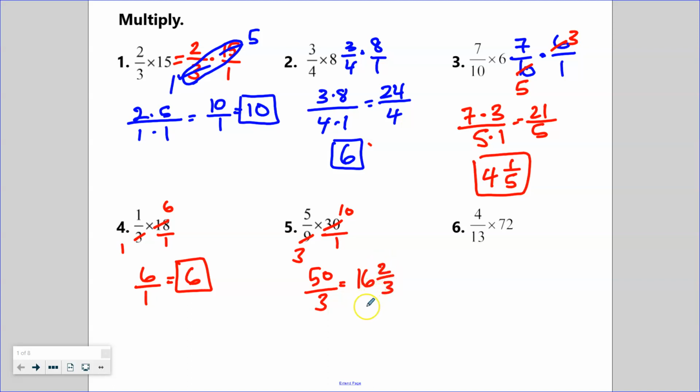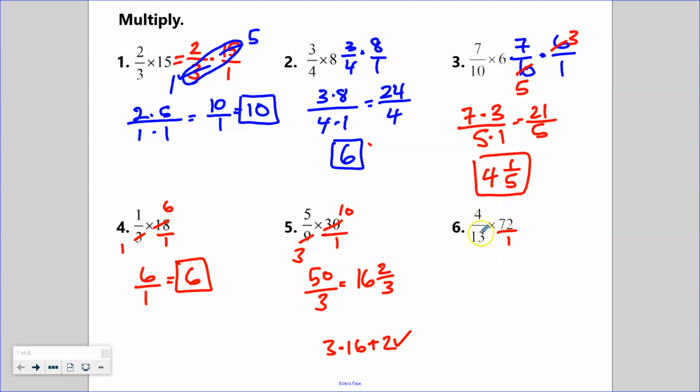And you can always check that out. What's 3 times 16 plus 2, right? 3 times 10 is 30. 3 times 6 is 18. So we have 48. 48 plus 2 is 50. All right, way to check your math there.